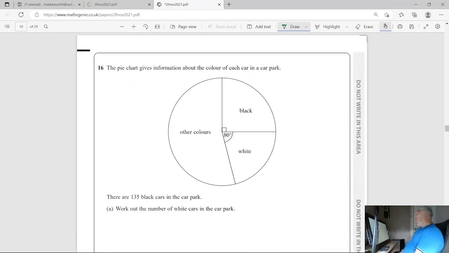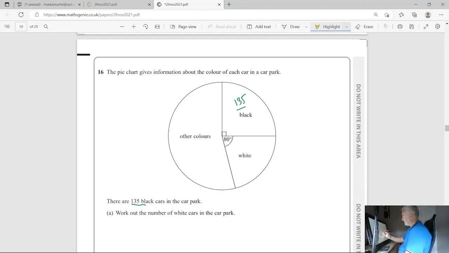Question 16. The pie chart gives information about the colour of each car in a car park. So we've got black, white, and others. There are 135 black cars. 135, we know that value is there. Work out the number of white cars. So the first piece of information we've got is that this is 80%.